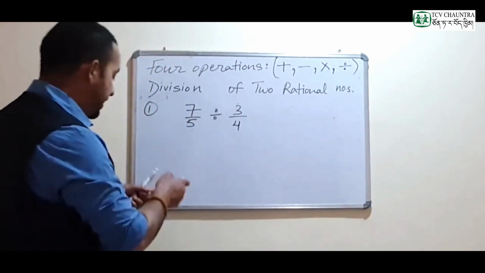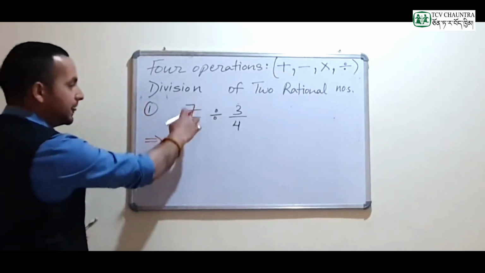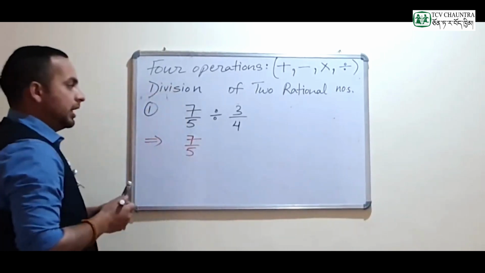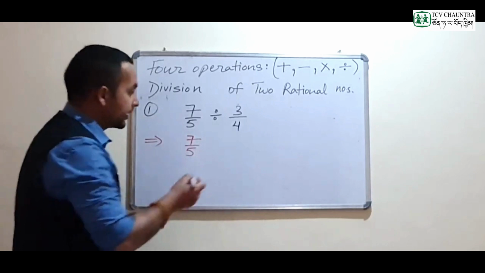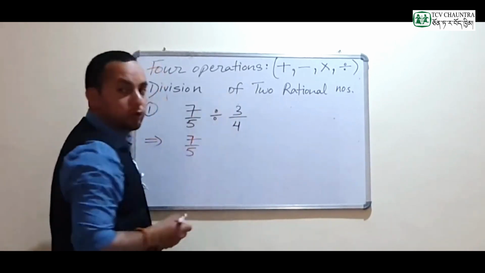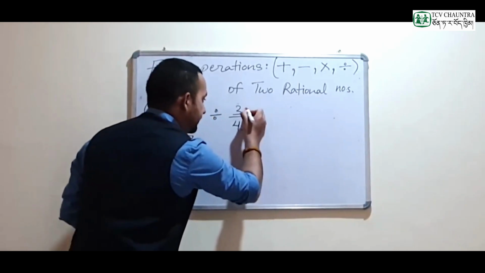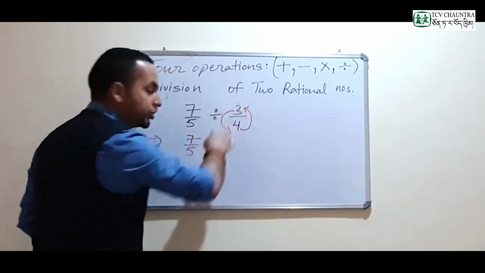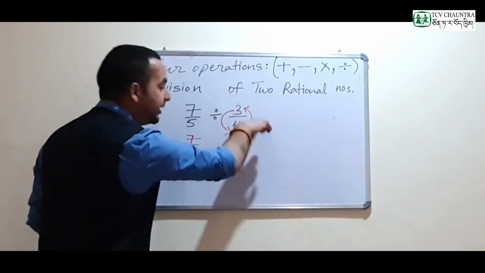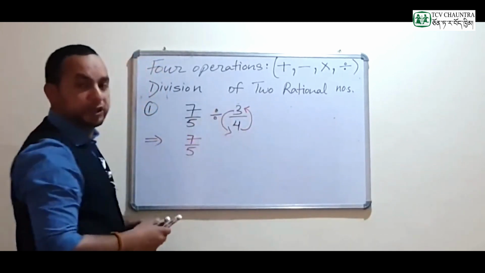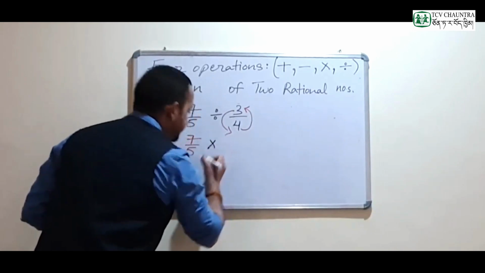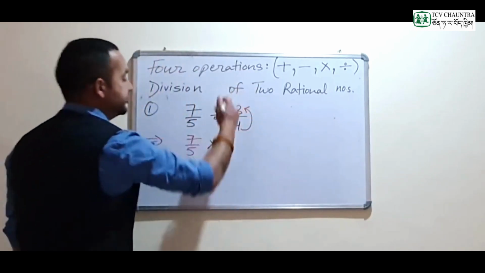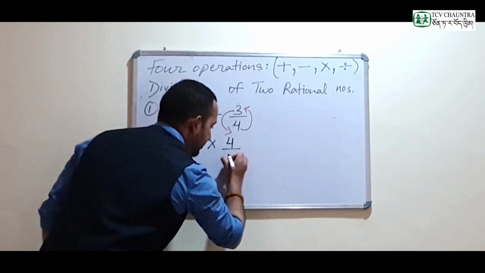In case of division, we are going to write the first rational number as it is. 7 upon 5 as it is. And we are going to make the reciprocal of the second number. 4 will become the numerator and the numerator will become the denominator. When the second fraction or rational number becomes its reciprocal, your operation will change. Your operation will become multiplication and your numbers will be interchanged. Numerator will become denominator and denominator will become numerator.